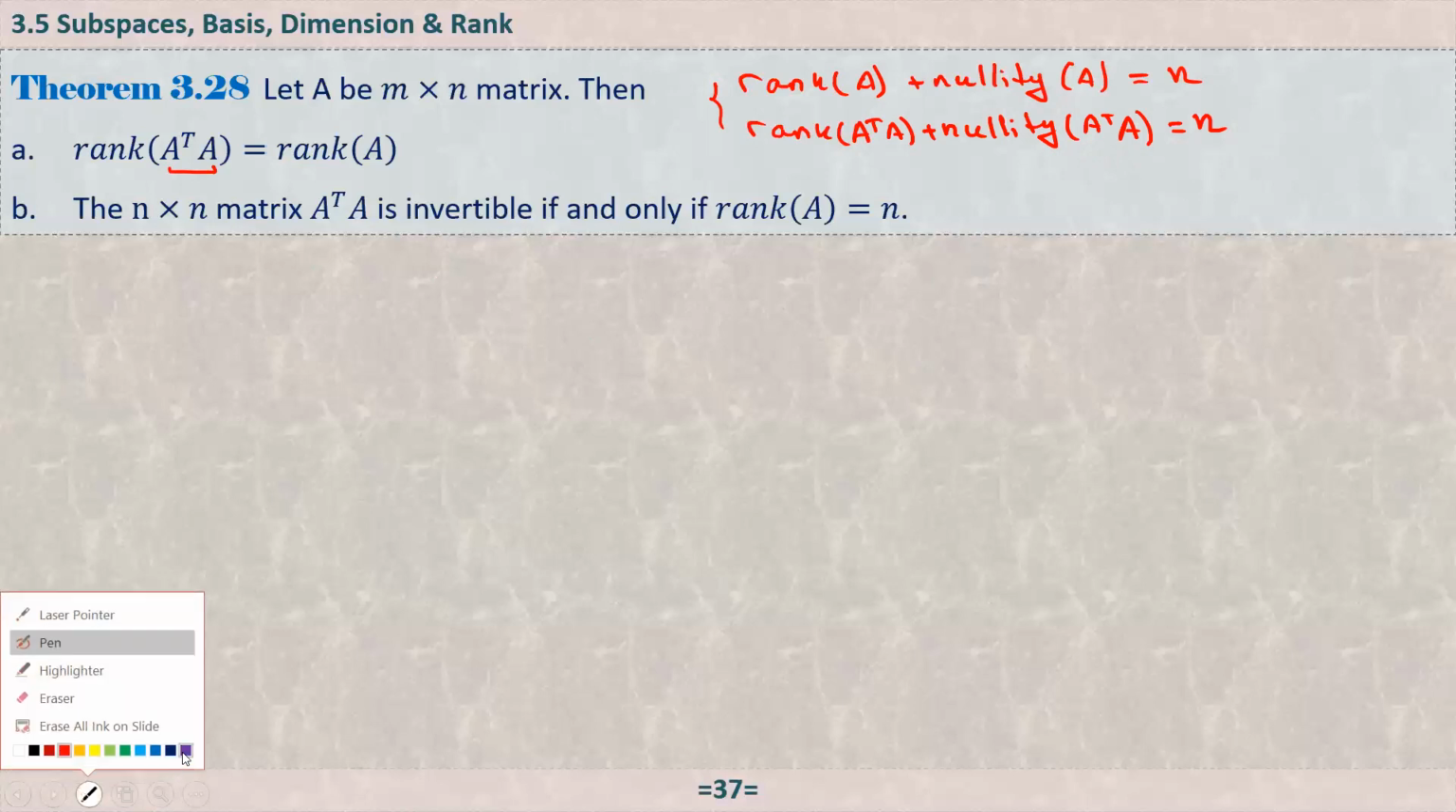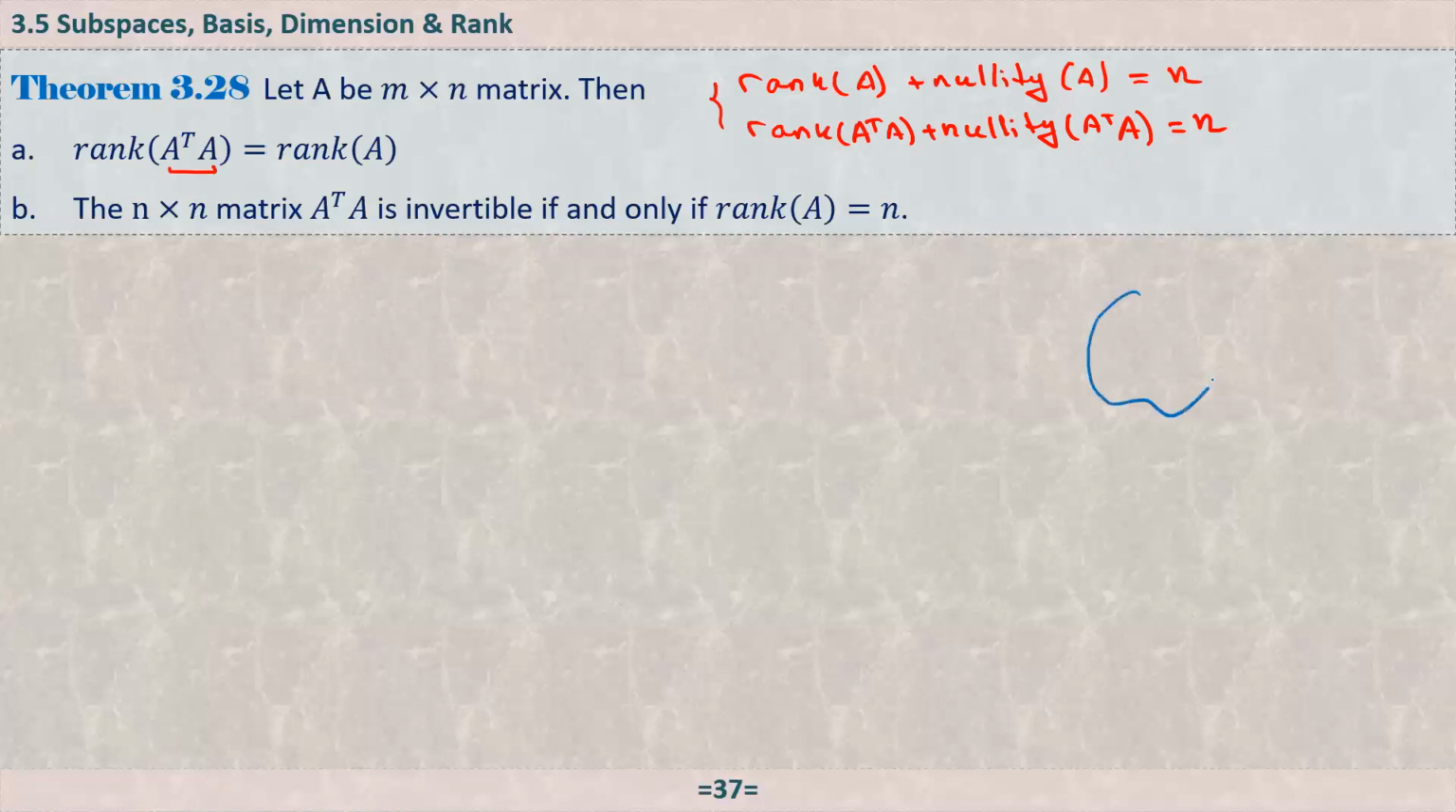Let me change the color. Let's use blue. Okay, so we are talking about two sets. Let's say this one is S1, that is the null space of A, and this one is S2, the null space of A transpose A.